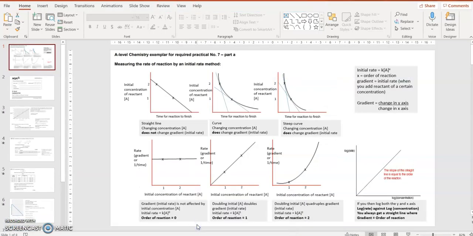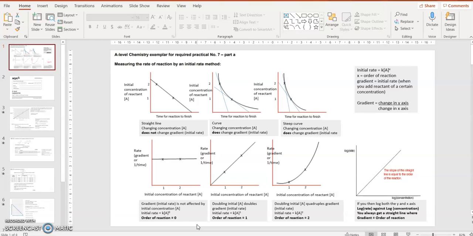Okay, let me just talk you through some graphs. We've got 3 graphs on the top and 3 graphs on the bottom. The 2 left-hand graphs, up and down, are order of reaction with respect to A is 0, so initial rate would be k, A to the power 0. The middle 2 graphs up and down are order of reaction with respect to A is 1. And the 2 right-hand graphs up and down, order with respect to A is 2. Let's just talk them through.